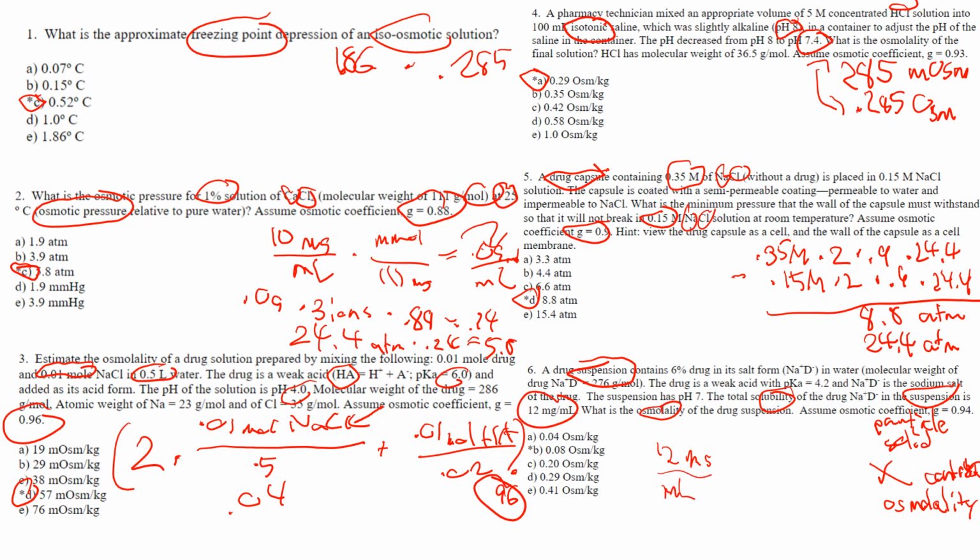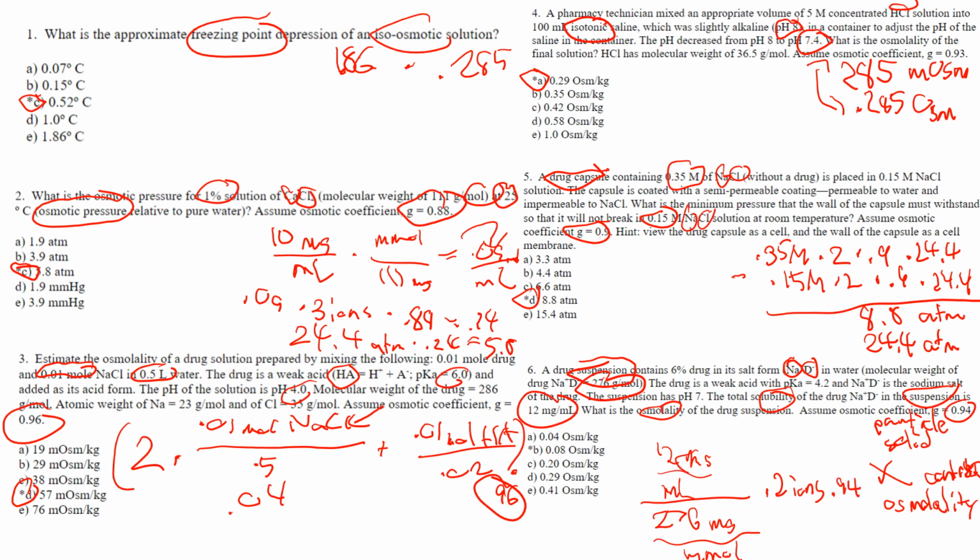So that's the first step to this, 12 milligrams per milliliter. And the next step we need to know is molecular weight of the drug. So we can convert this to moles. We need osmolality. And this is 276 milligrams per millimole. We also know that since this drug is the salt formula drug, it's NaD-. This will have two ions. And then we also know our osmotic coefficient is 0.94.